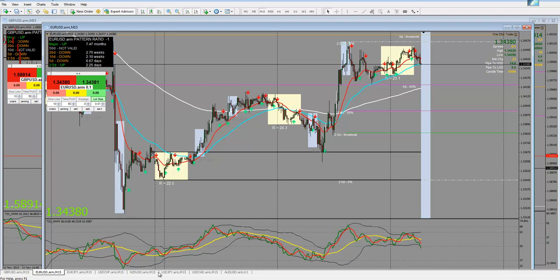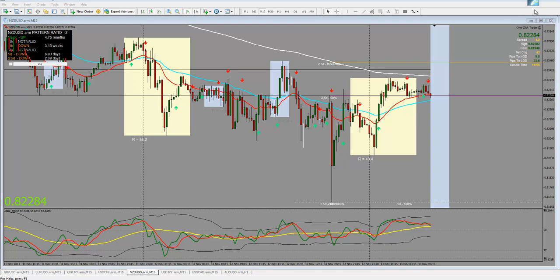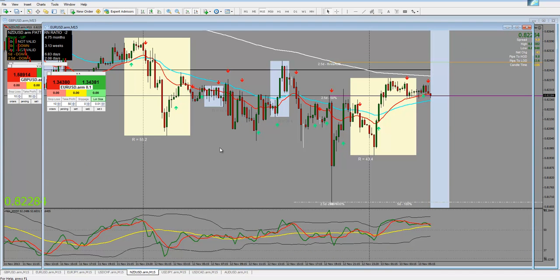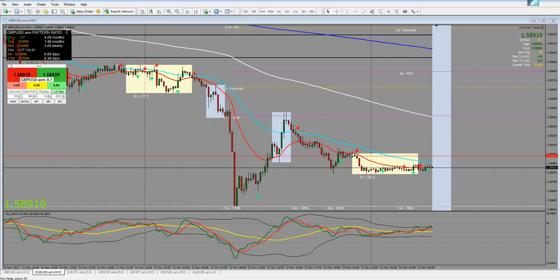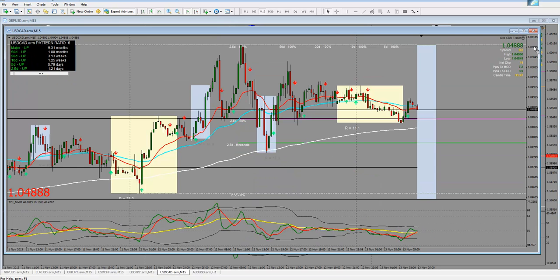So I'm going to close those charts because we don't want to expose ourselves too much to the market, and we will actually be better off trading fewer pairs and concentrating on them more. So dollar CAD, we need to close that too.